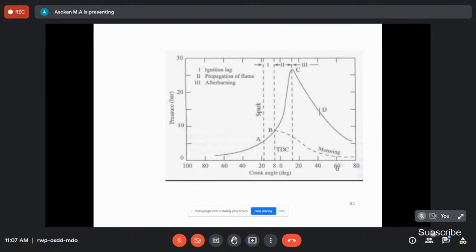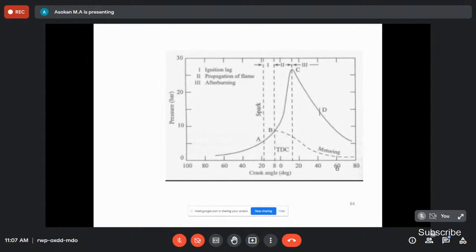So at what point is it combustible? At point B, the fuel attains the combustible range, ready for combustion. Once it attains this range, the pressure suddenly increases from B to C. So A to B is the ignition lag, the time available for preparing the air fuel mixture to the combustible range.